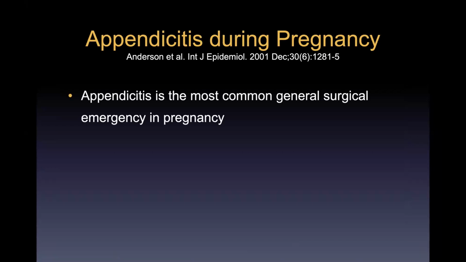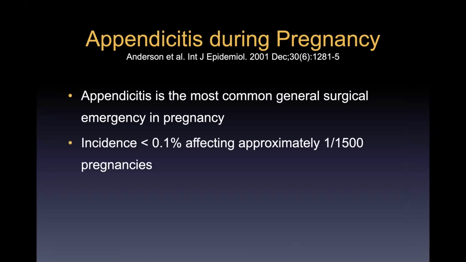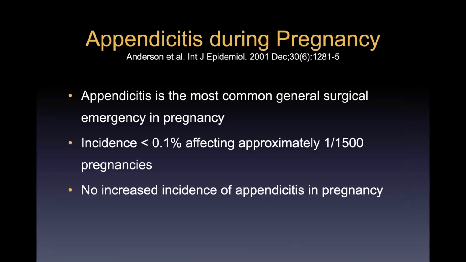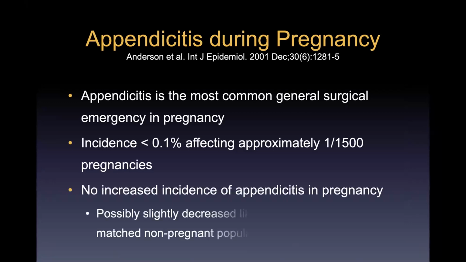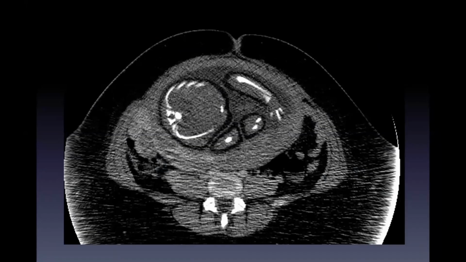And then just to finish with a few words about pregnancy, because this is always a problem when it comes up. Appendicitis is the most common general surgical emergency in pregnancy, affecting about 0.1% of pregnancies. There is not an increased incidence in pregnancy. It's actually slightly lower compared to a non-pregnant age-matched population. It just seems like there's an increased incidence because it's such a pain. And the reason it's a pain is because we want to avoid the scenario where we're CTing these little fetuses.